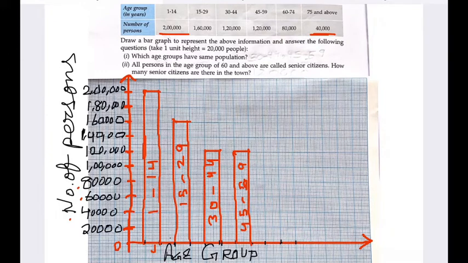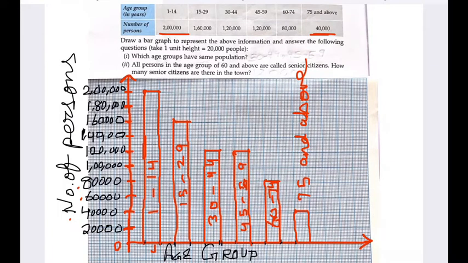Now next is 60 to 74, which is 80,000. So here is your 80,000 and the age group is 60 to 74. Fine. Now next one is your 75 and above. This is your 40,000. So this line will come here. This is done. 75 and above.